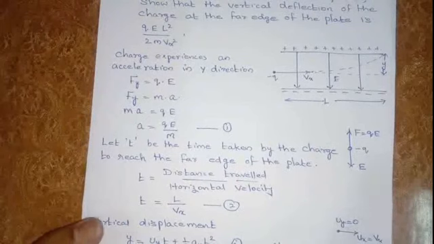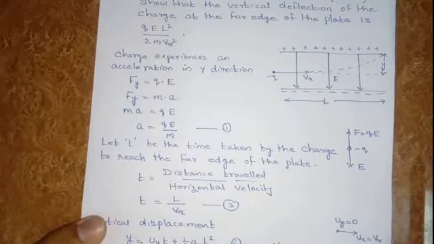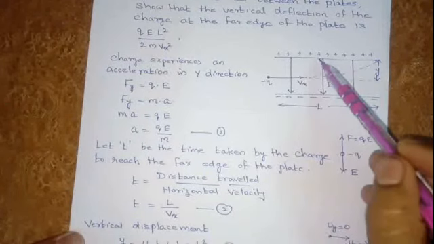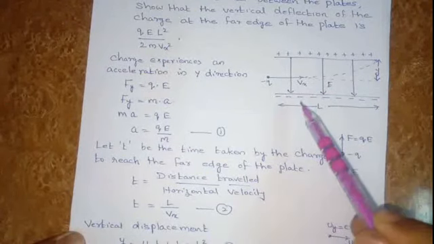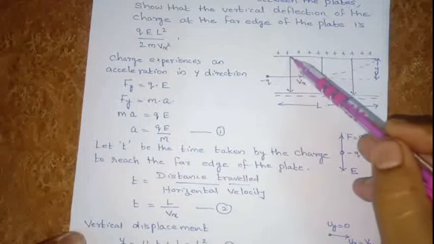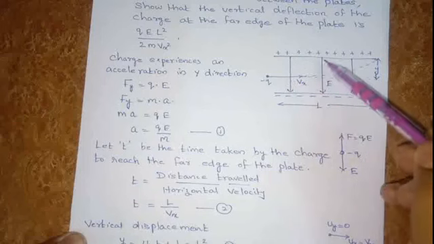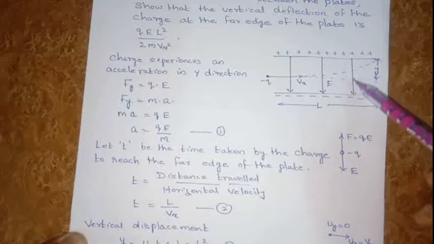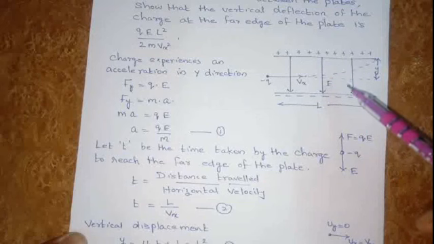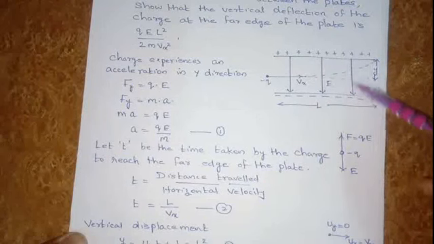A charged particle enters into a region where there is an electric field. Why is there an electric field? Because there are two plates, one is charged positively, second one is charged negatively, and there will be an electric field originating from the positive charge distribution and terminating on the negative charge distribution. So the region inside this charged plate is an electric field region, uniform electric field region, and the direction of electric field is given like this.